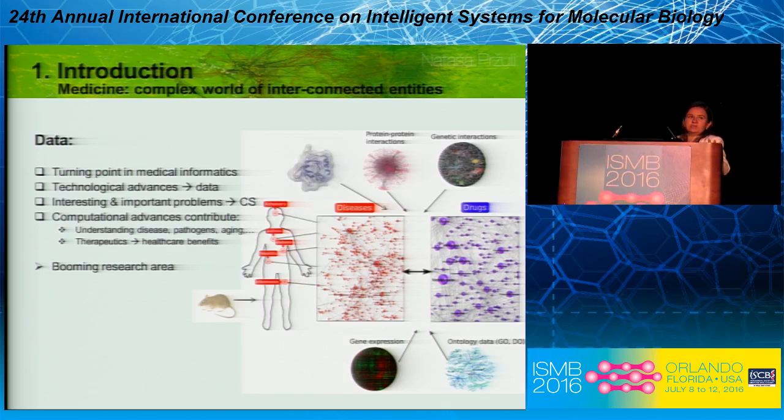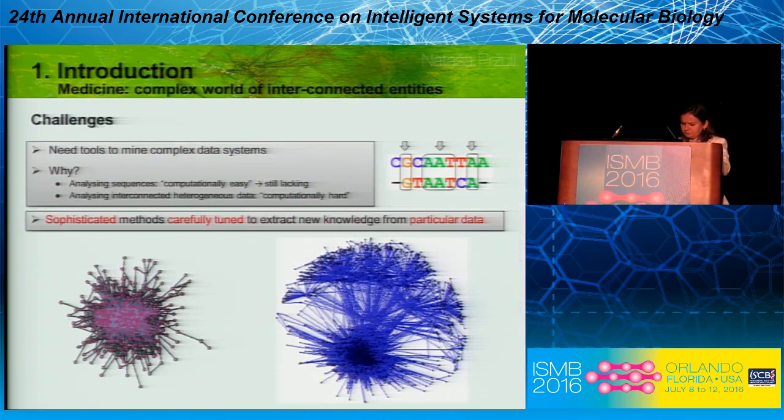We are currently at a turning point in bioinformatics and medical informatics where technological advances have yielded large amounts of these data that are posing interesting and important problems to computational scientists, and without computation we cannot really move much forward. Our computational advances have begun to contribute to understanding of disease, pathogens, aging, and so forth, and having therapeutic effects and healthcare benefits, and we've seen this area booming. Now, to analyze these data, what do we need? Why isn't it trivial to analyze these data?